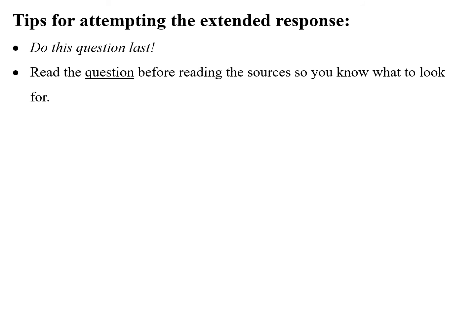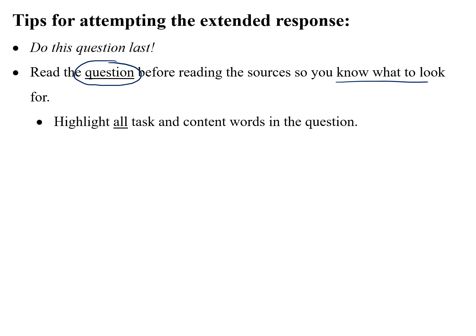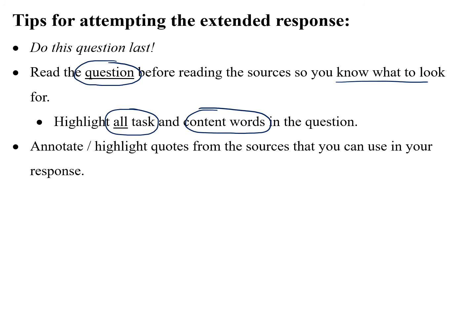As I said before, read the question. So the question is at the end of all the sources. Read the question first so that when you are reading the sources, you know what to be looking for, so you can narrow down the key information. When you're reading the question, highlight every task and content word that this question is asking for. Nothing in that question is irrelevant. So if they've put it in the question, they want to see that in the answer.